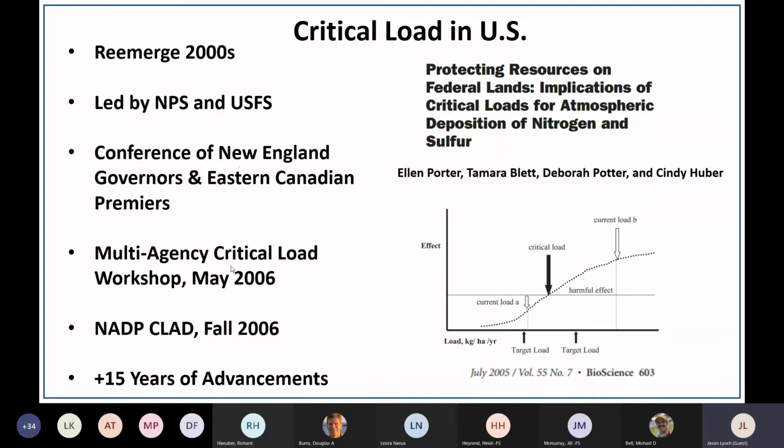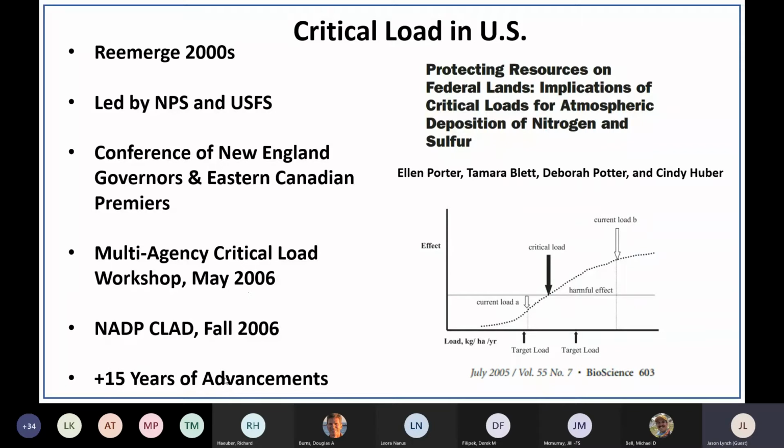In May of 2006, the multi-agency critical load work group met in Charlottesville, Virginia. It brought together the National Park Service, the U.S. Forest Service, and USGS. This also brought EPA back into the fold in terms of developing. One of the important components that came out of this conference was the establishment of CLAD in the fall of 2006.